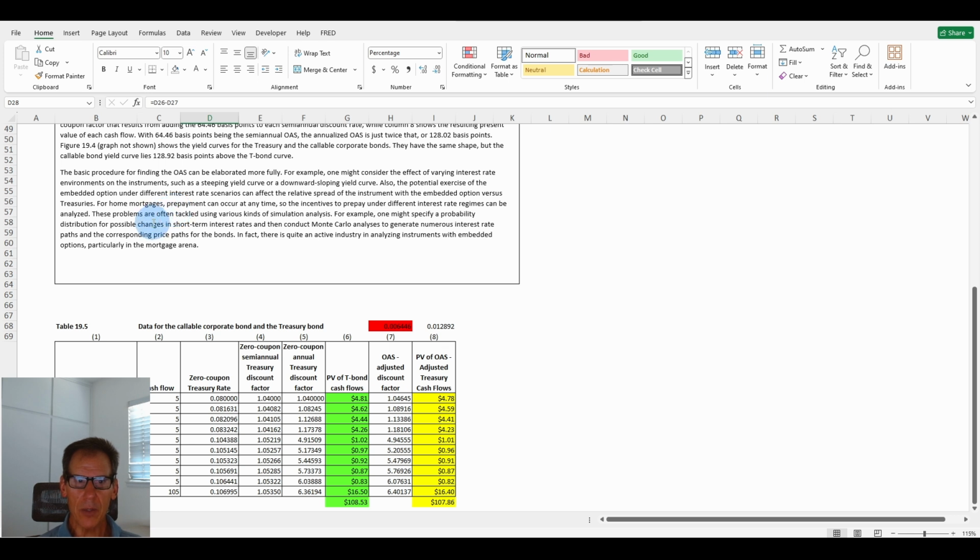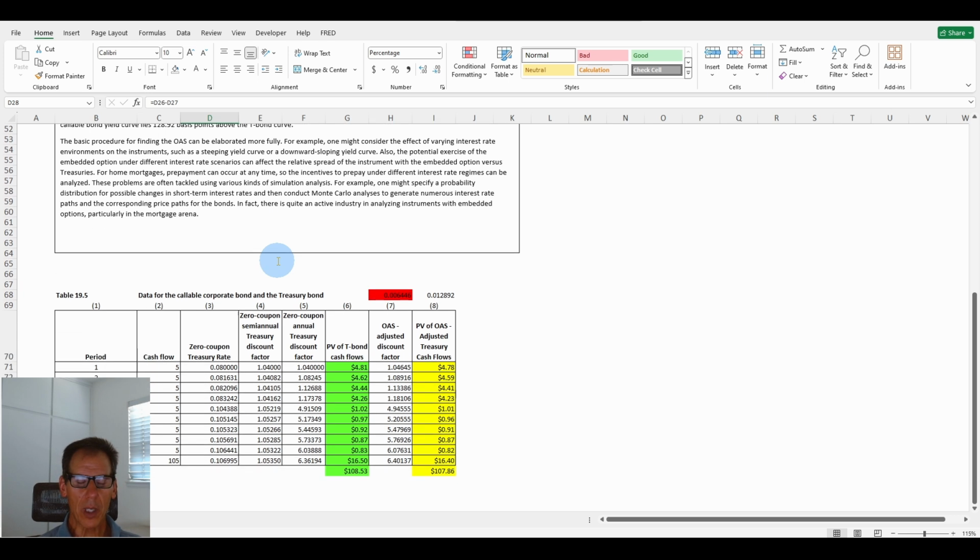For home mortgages, prepayment can occur at any time, so the incentive to prepay under the different interest rate regimes can be analyzed. These problems are often tackled using various kinds of simulation analysis. For example, one might specify a probability distribution for possible changes in short-term interest rates, and then conduct a Monte Carlo analysis to generate numerous interest rate paths and the corresponding price paths for the bonds. In fact, there's quite an active industry in analyzing instruments with embedded options, particularly in the mortgage arena.